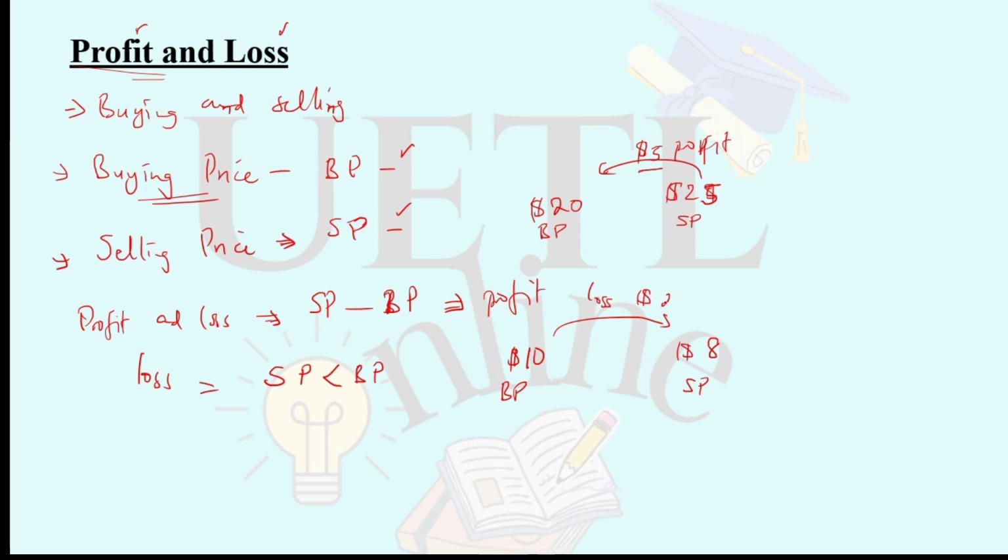This is the meaning of profit and loss. Make sure you grasp how to calculate profit and loss. Profit is calculated by selling price minus buying price. Loss is calculated by buying price minus selling price. This is how we calculate these two. We're going to do examples where you see how we calculate this.